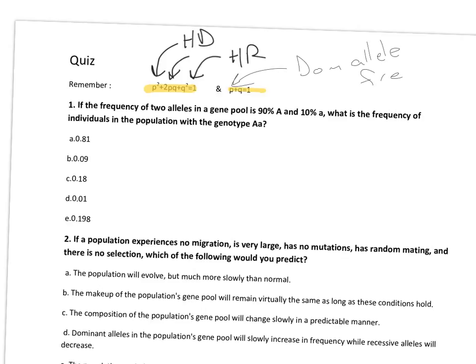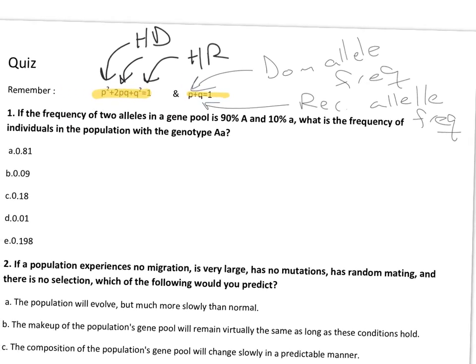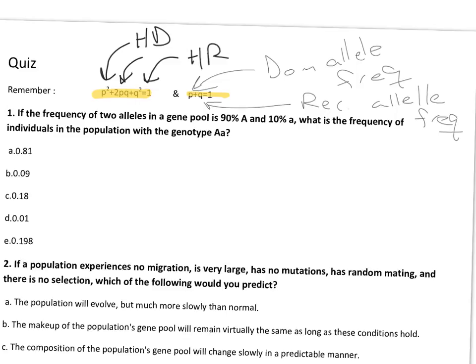Until my pencil refreshes, I'm gonna have to use my finger. So, and then the q is the recessive allele frequency, right? Allele frequency. What does that mean? Frequency of the allele where? In the population. That's correct. Is everybody understanding this? Does anybody have an issue with what we're talking about?